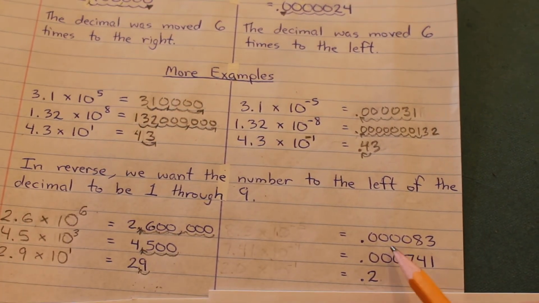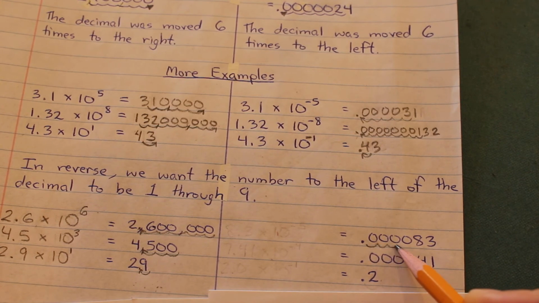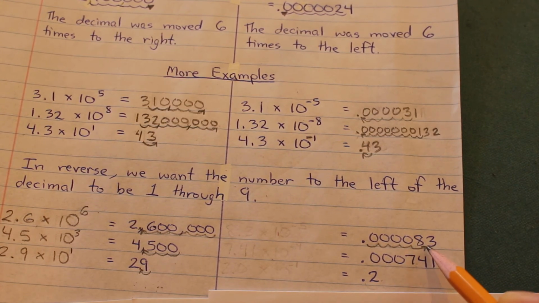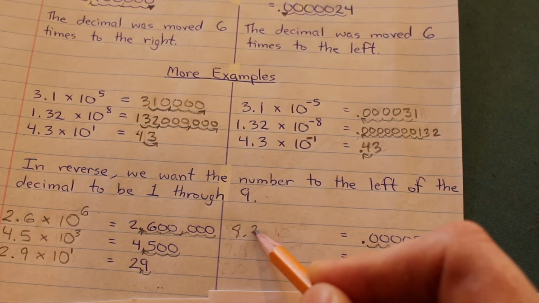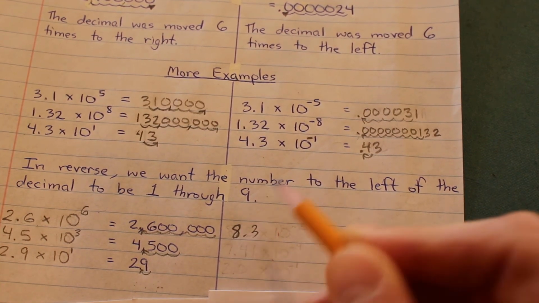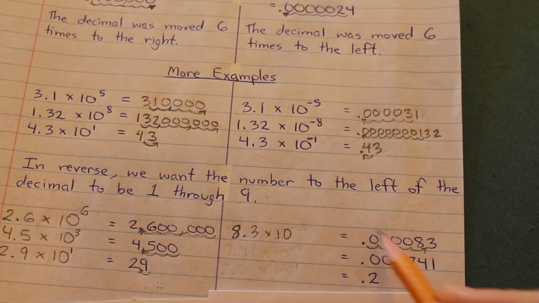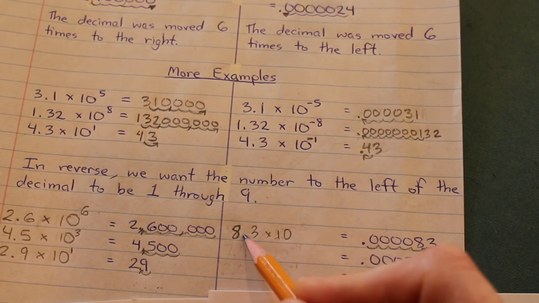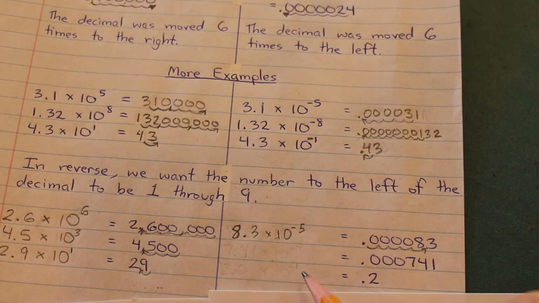Okay, here we have a number not in scientific notation yet, but if we move this decimal once, twice, 3, 4, 5 and stop there, we're done because now 1 through 9 is to the left of the decimal. 8.3. Times 10 to the, now to get from here to there, we'd have to move the decimal 5 times to the left. So times 10 to the negative 5.